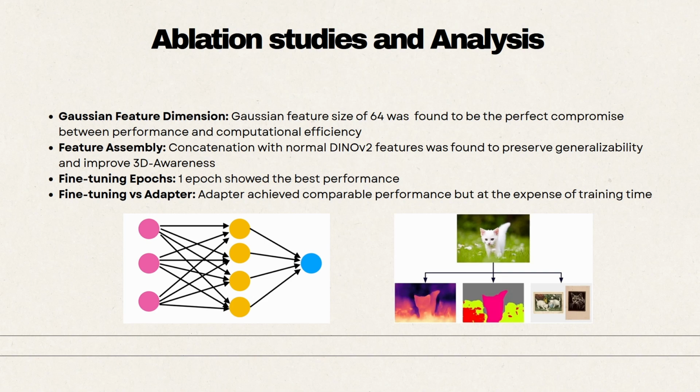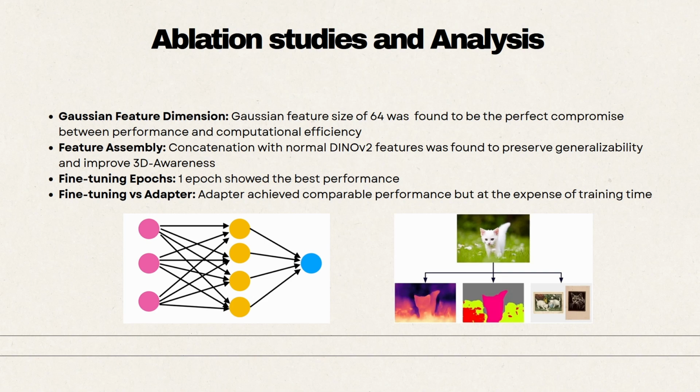Next up is fine-tuning epochs. A noteworthy discovery was that a single epoch of fine-tuning was sufficient to transfer the 3D awareness. Extending this number, in some instances, negatively impacted the model's generalization ability, highlighting the efficiency of the fine-tuning strategy.